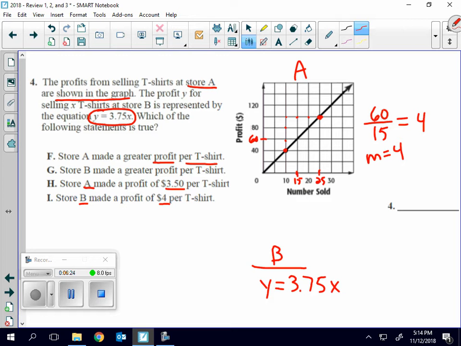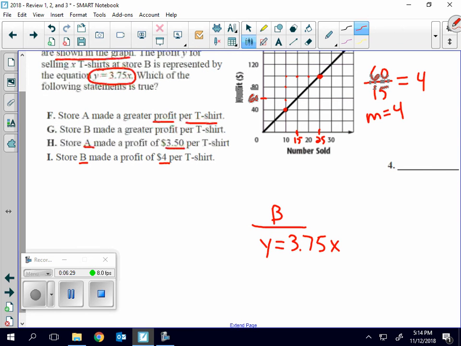Okay. So we could also do that for store B. We could find the slope of store B. Hopefully you remember this is y equals mx plus b. Does anybody know what the b is in this case? The b would be plus 0. We've done that. Okay, but the m is what we want. We want the m here. We want the slope. The slope is right here. So for store B, we have 3.75, and for store A, we have 4. So I'm going to write that over here. Store A.